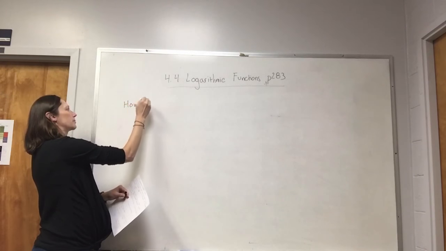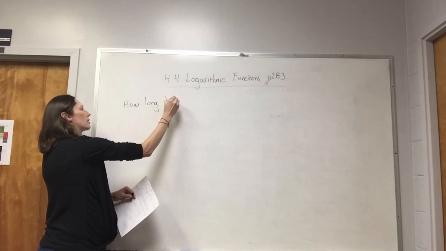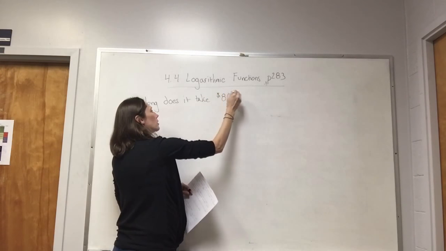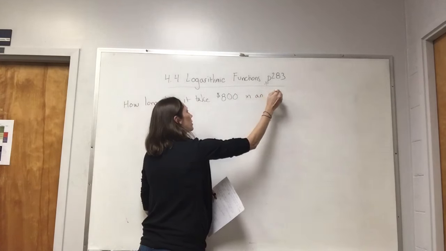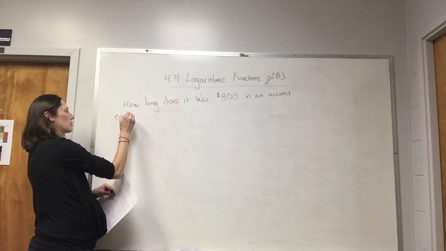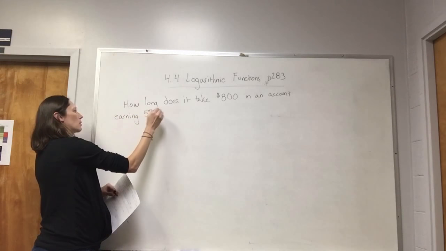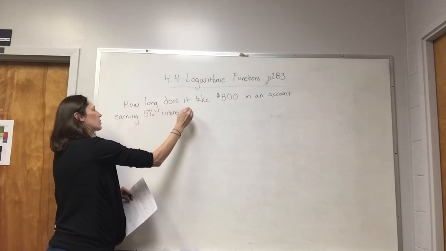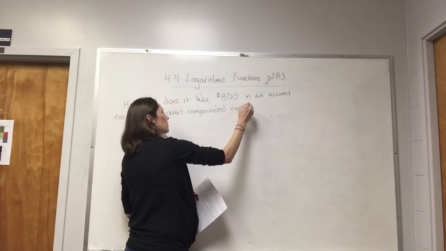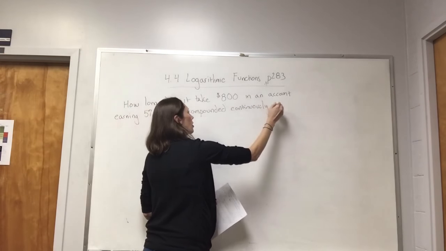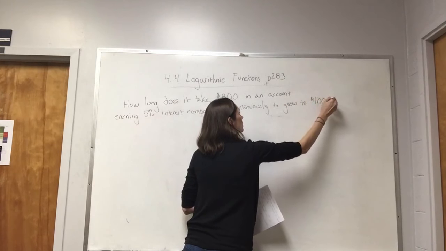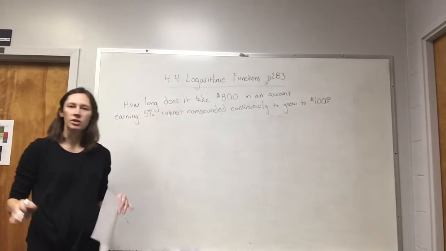So how long does it take $800 in an account earning 5% interest compounded continuously to grow to $1,000? $1,000. Okay, so it seems like a pretty pertinent question.